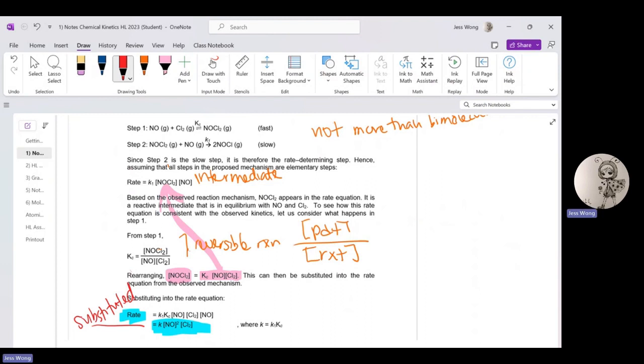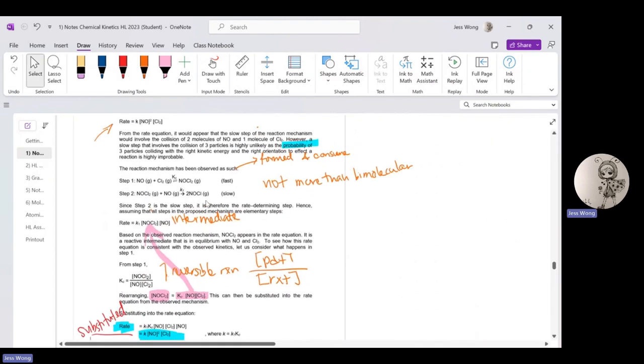And Kc times K1 is still another constant, so there will be a rate constant k, which is a result of Kc times K1. Then you have NO appearing twice, so NO squared, and Cl2 appearing once. So I got my rate equation. And what do we do? Do we accept the rate equation?